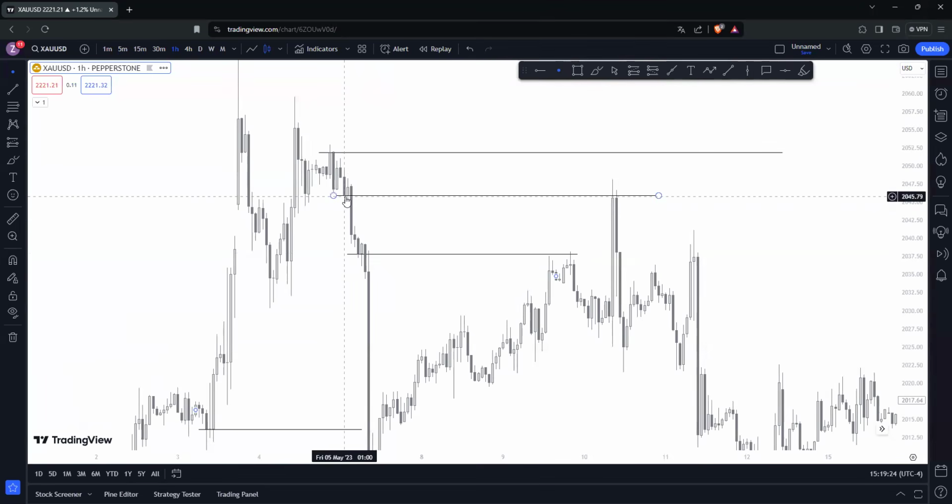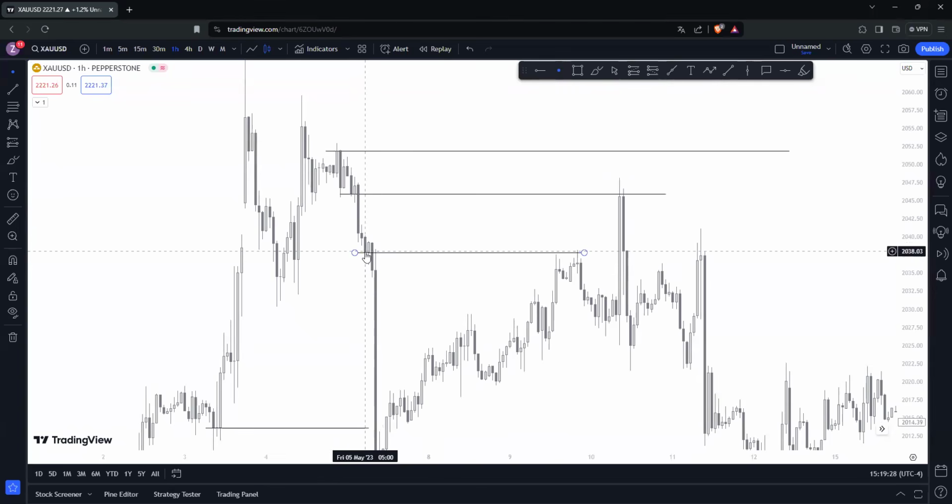So here, the H4 was fresh. The H1 is also fresh. In this scenario, the H4 was fresh. The H1 is not fresh, but price still reacted. Now, why did price react from here? Because you have a CC candle. What does a CC candle mean?